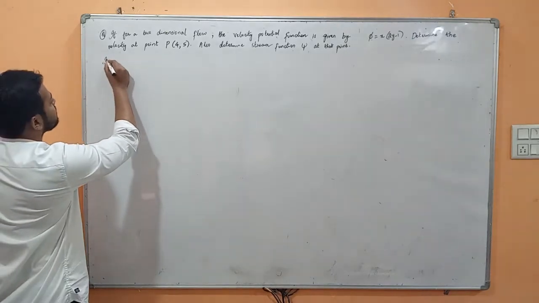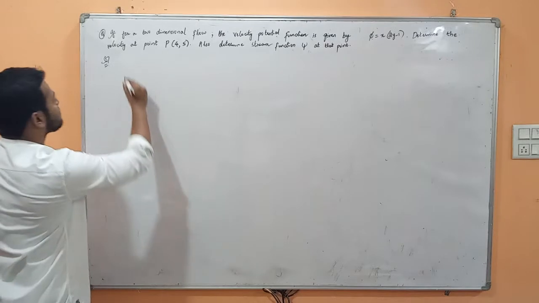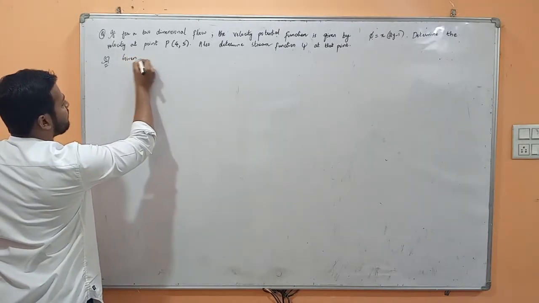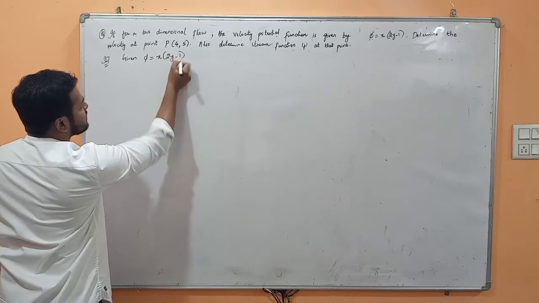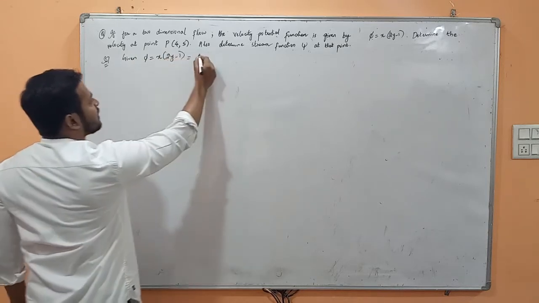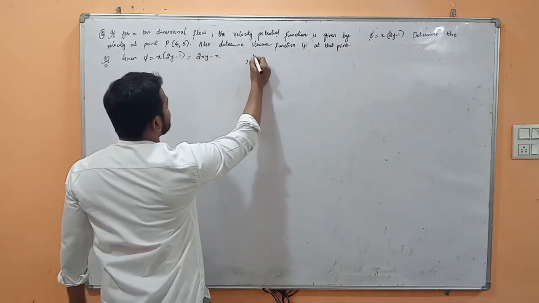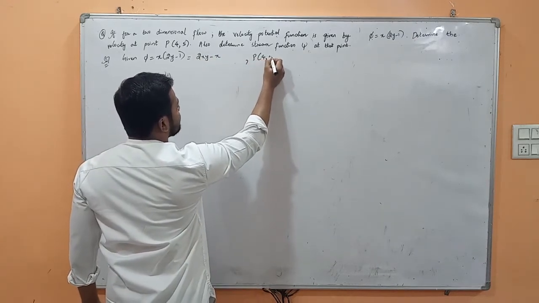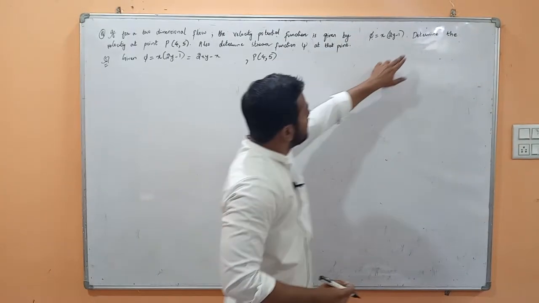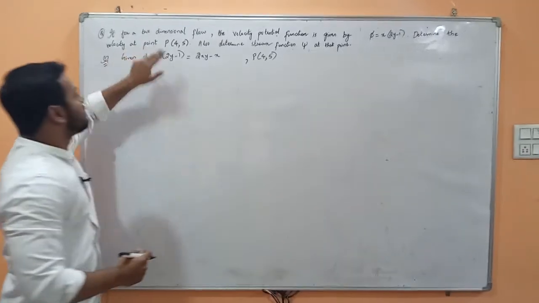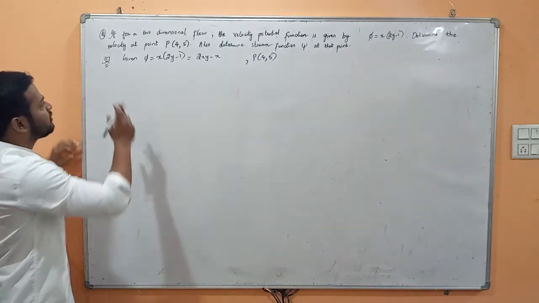And what has been given in the question? If for a two-dimensional flow, the velocity potential function phi is given in the question, phi is equal to x into 2y minus 1. If I open this bracket, it becomes 2xy minus x. And what else is given? The point P (4, 5) is also given in the question. The first step of the problem is to determine the velocity at point (4, 5). So phi is given, you have to find out the velocities.